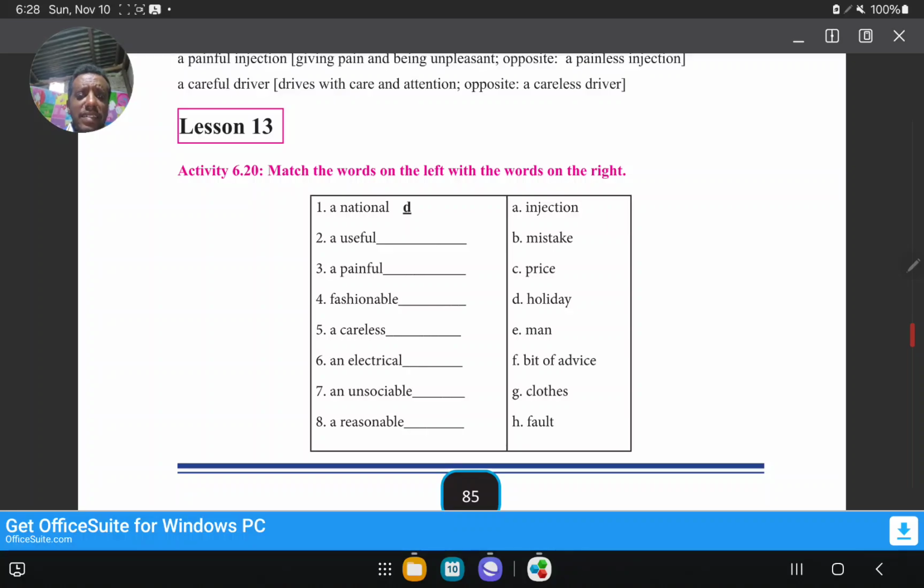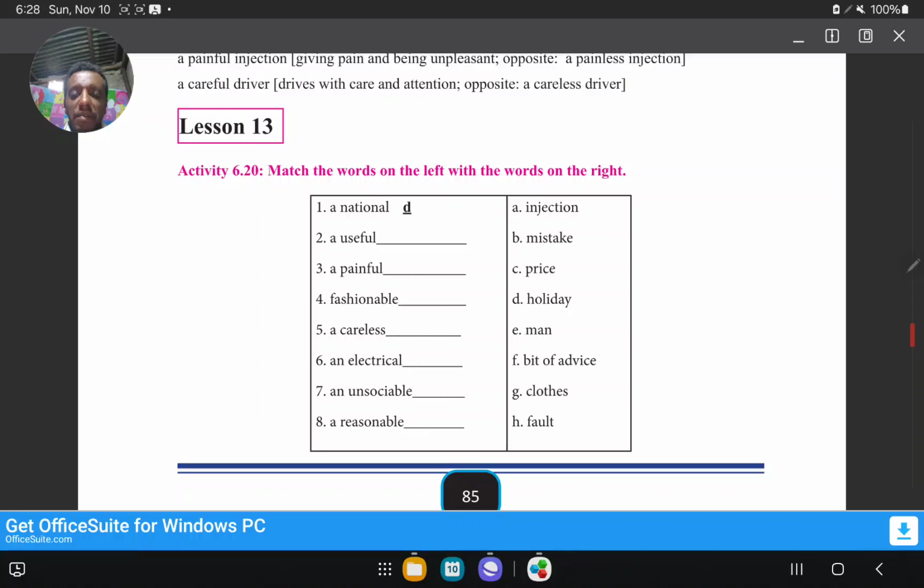Painful. Which is it? What is the right expression? A painful injection, yes? A very painful injection. Fashionable. Why do we say fashion? Clothes here. A careless. Yeah? Careless. What can you say?